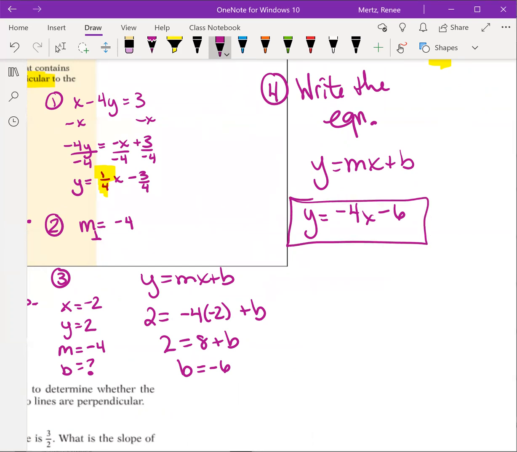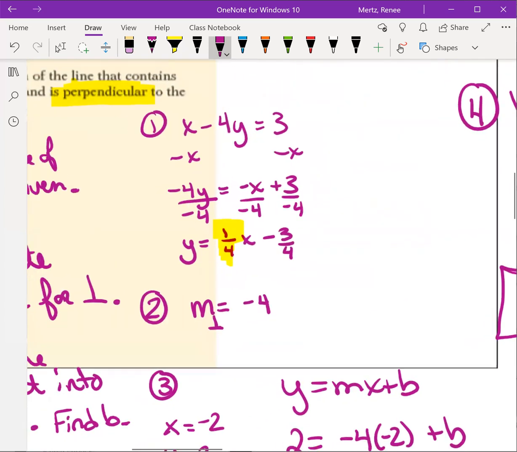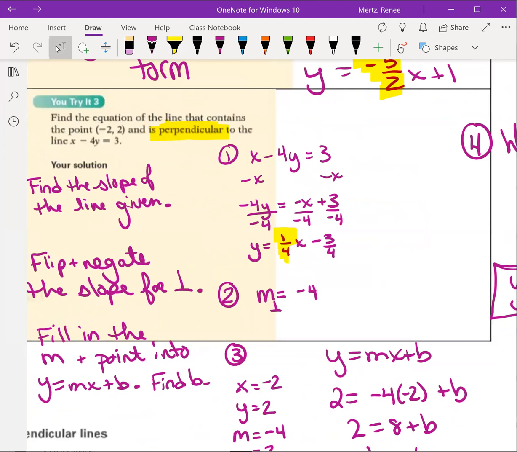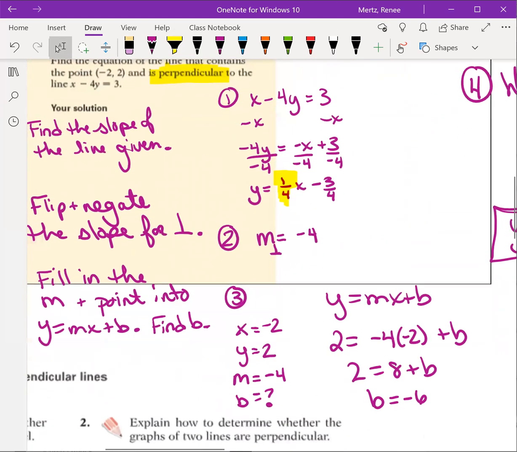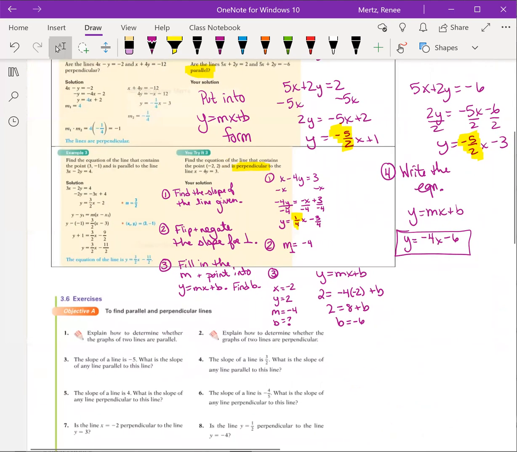That one is the most extreme. Because it wanted perpendicular, we had to find the slope and then find the negative reciprocal. Then we went back to what we did for our point-slope. We plug into y equals mx plus b to find b. Then lastly, we write the equation of the line. So again, those are the most extreme.